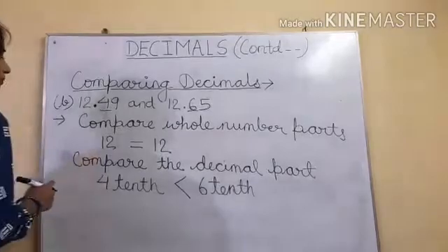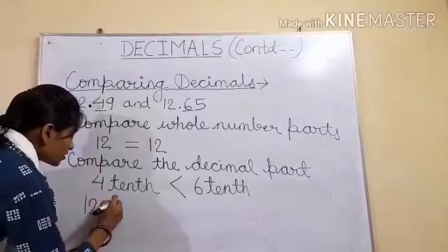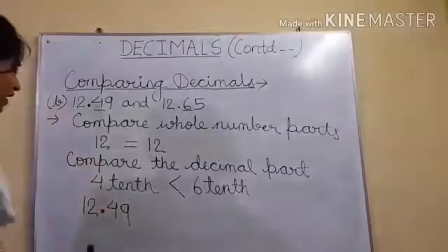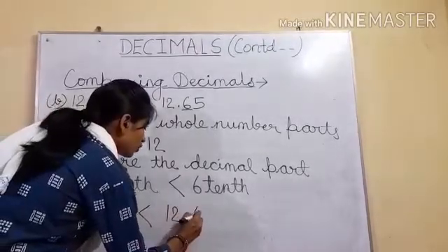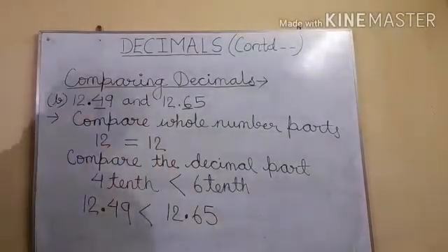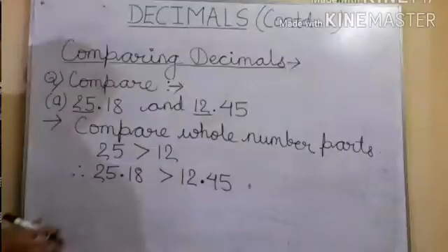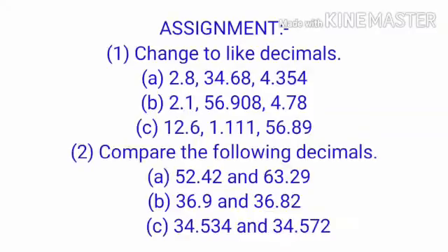Okay. So 12.49 is smaller than 12.65. Note down example A and example B both in your notebook. Students, practice these questions in your notebook. Thank you.